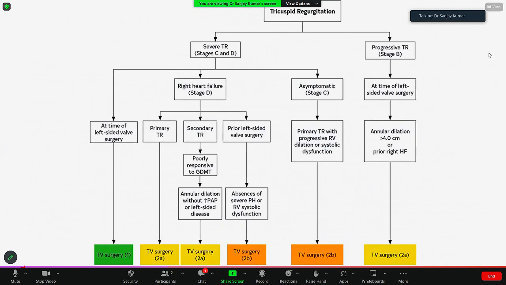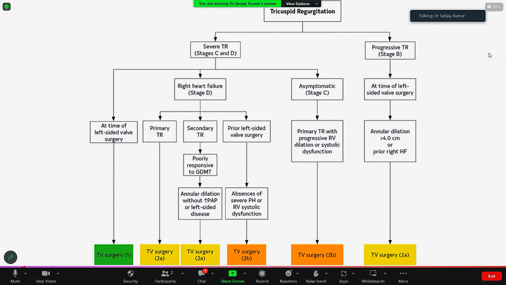Tricuspid regurgitation: you must understand that whenever we talk about tricuspid regurgitation, most of them are secondary TR. Only less than 10% of them are primary TR. So for secondary TR, if it is severe TR, stage C and D, then again they are in different categories. If at the time of left heart surgery, like if the patient has mitral stenosis or any valvular pathology on the left side, and the patient is being subjected for a valve procedure on the left side, then if there is a severe TR, the patient must undergo a reparative procedure.